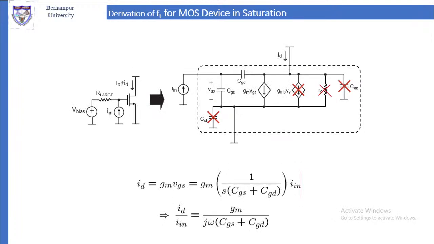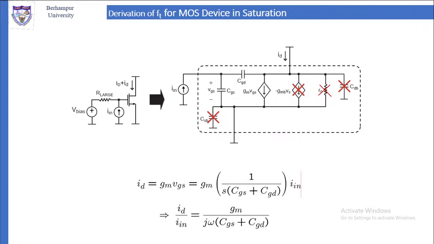Now using that, we will find out what is ID. ID is the drain current, small id. Remember, capital ID and small id are different. Small id represents the AC, whereas capital ID represents the DC. So capital ID is related to biasing, and small i is related to the function of the transistor. So always remember this in your circuit analysis: small i is for AC, capital I is for DC.